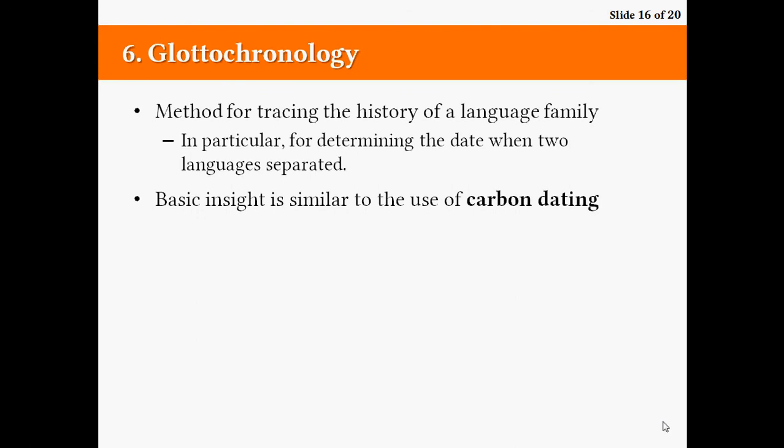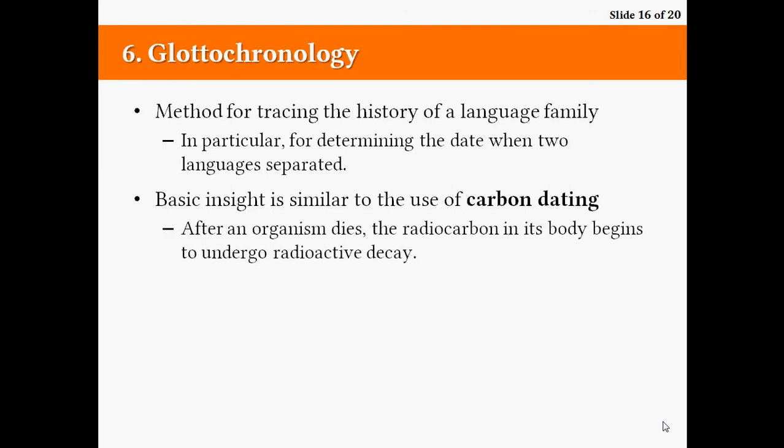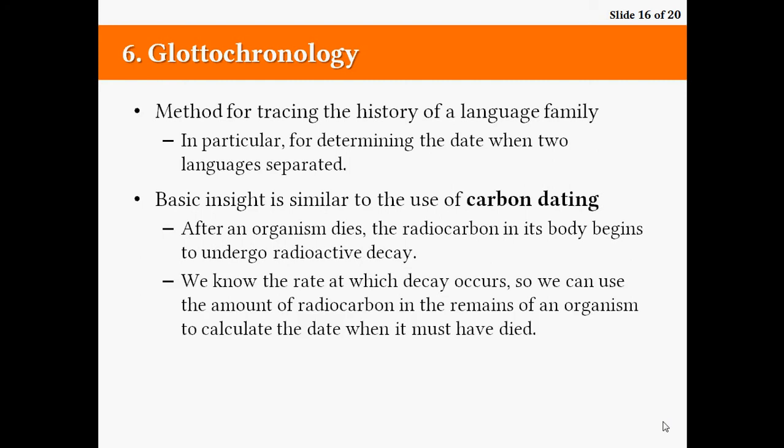The basic insight behind glottochronology is similar to the idea behind carbon dating. So I'm sure you're familiar with carbon dating. And so the idea there is that after an organism dies, the radiocarbon, so a particular isotope of carbon in its body, starts to undergo radioactive decay. It's no longer being replaced by fresh radiocarbon after the organism dies. And we know the rate at which that decay occurs. So what that means is that we can take the remains of an organism, we can measure the amount of radiocarbon, we know what rate it must have decayed at, so we can calculate the date when that organism must have died.